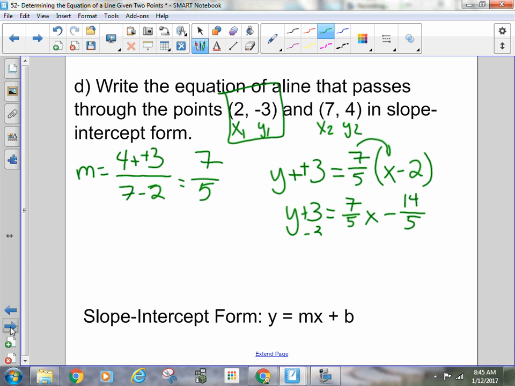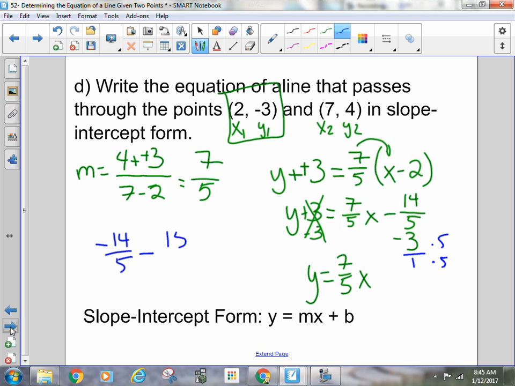I need to subtract 3 to the other side. I get y equals 7 over 5 x. Ooh, I need to make that 3 into something that has a common denominator. So let's come over here. Negative 14 over 5 minus, now to make 3 into something over 5, I'm going to times the top and the bottom by 5. So we have 15 over 5. And negative 14 minus 15, I end up with a negative 29 over 5.